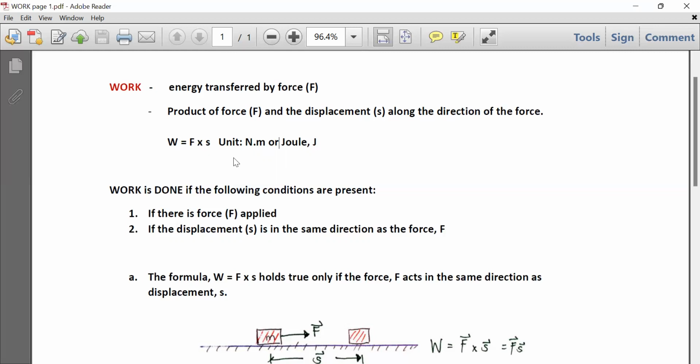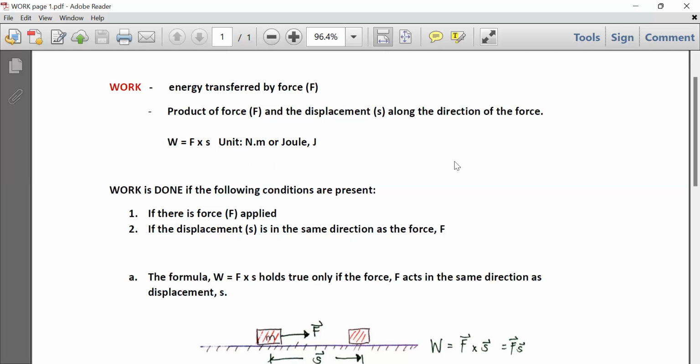The unit for work is Newton meter because force is in Newton and displacement is in meter. So 1 Newton meter is equal to 1 joule. The unit for work is Newton meter or joule. For joule, we use the capital letter J as the symbol.